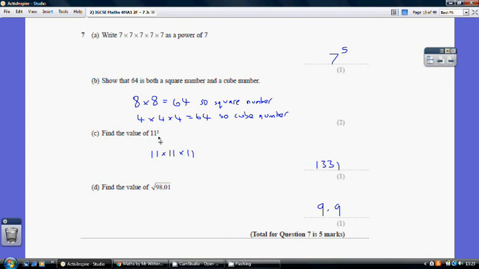Part C, find the value of 11 cubed. Well, you just use your cube button on your calculator. Alternatively, do 11 times 11 times 11 on your calculator, and you get 1331. For part D, using your square root button on your calculator, you get 9.9.